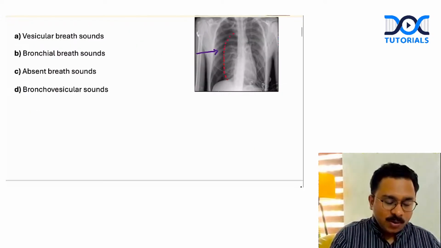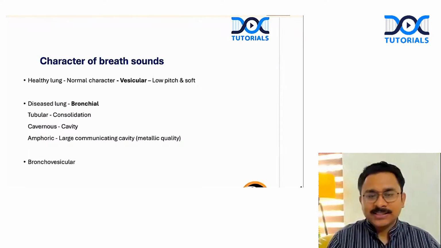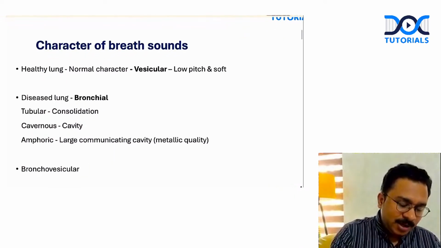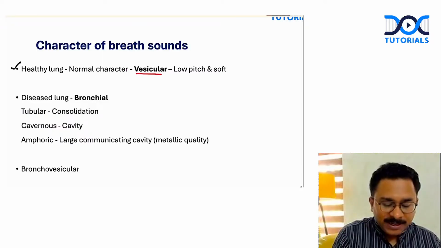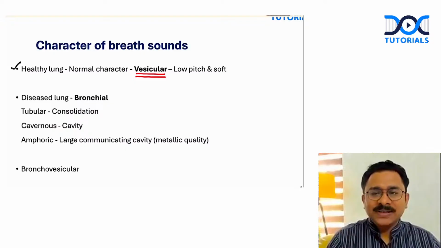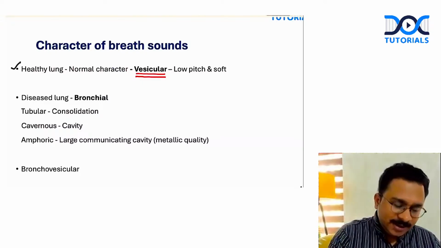When you talk about breath sounds, look at this slide about the character of breath sounds. In a healthy lung, what is the normal character of breath sound? You will have vesicular breath sounds, which is low pitched and soft. Why is it low pitched and soft? Because the alveoli will filter out the other frequencies and you will be able to hear low pitched and soft vesicular sound. Whereas in a diseased lung, you get the bronchial breathing.